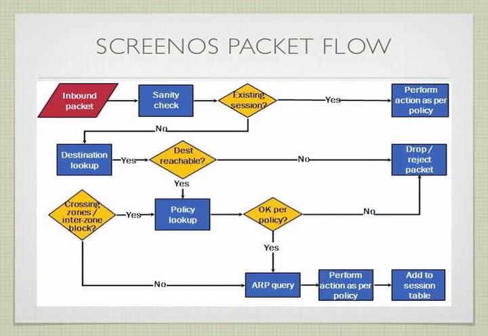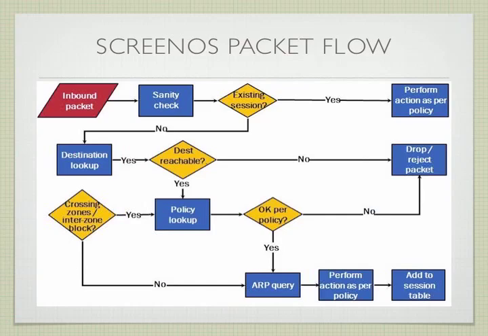The policy could be asking it to do some NAT operations. It could be asking to do any number of things. It could be associated with an application layer gateway. But whatever policy action is associated with that session will be immediately performed. As you can see then, the steps for the second and subsequent packets are much faster through the system.